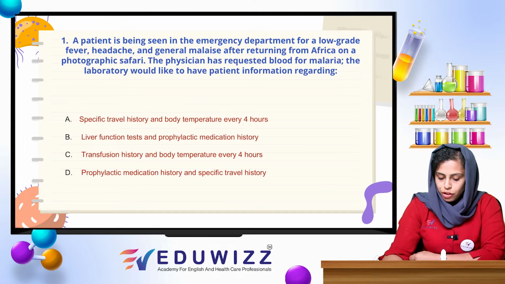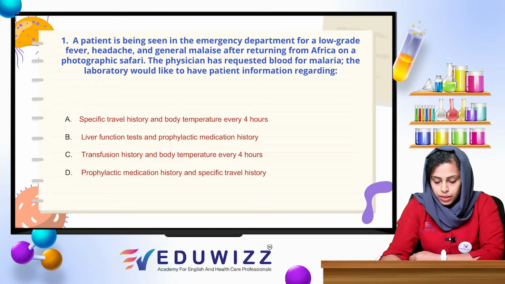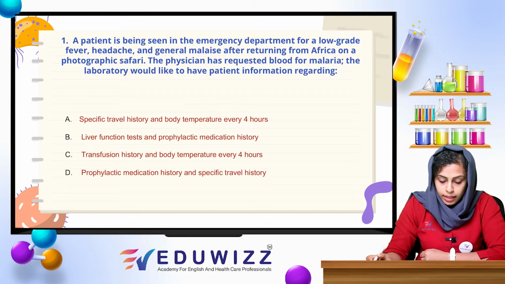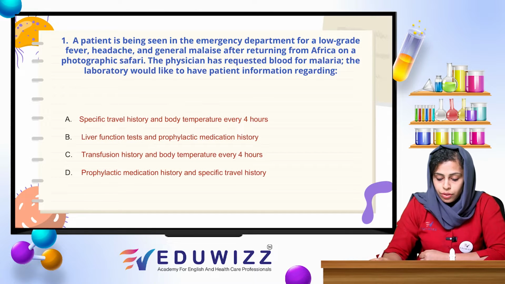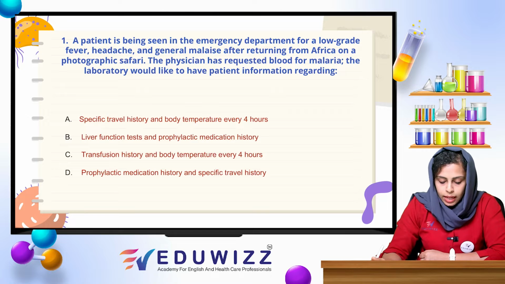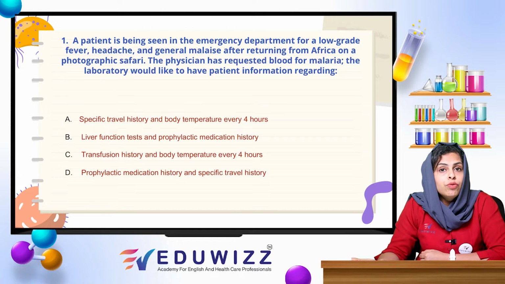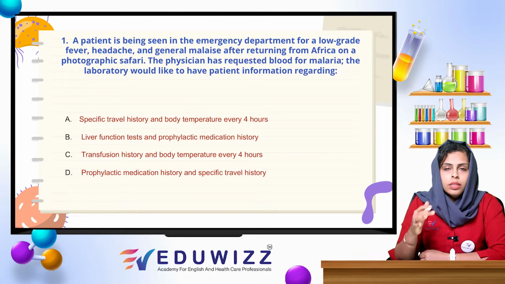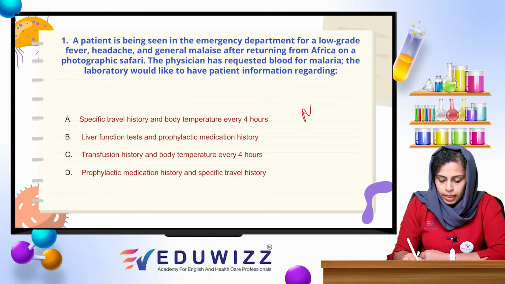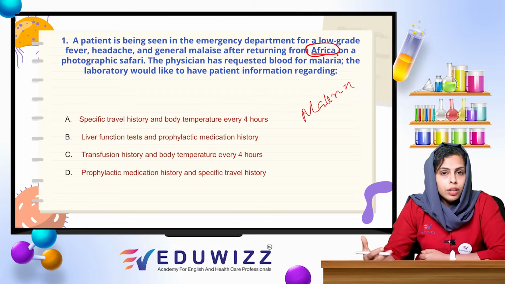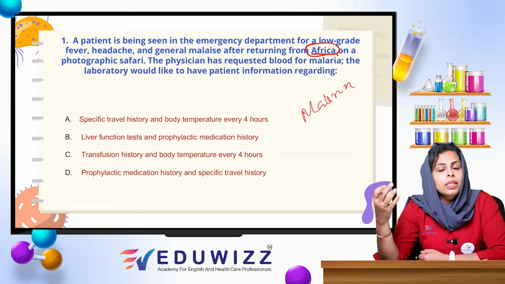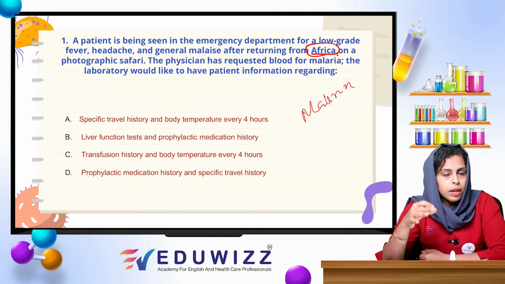First question: a patient is being seen in the emergency department for a low-grade fever, headache and general malaise after returning from Africa on a photographic safari. The physician has ordered blood for malaria. The laboratory would like to have patient information regarding... So here there is an assumption of malarial infection, and the person has traveled to Africa. When we are going to test, what information do we have to collect from the patient?